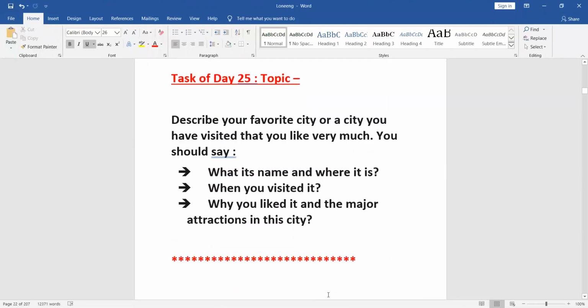Now the last part of the session is task of the day. Today is day 25, and so your topic is describe your favorite city, a city you have visited that you like very much. You should say what is its name, where is it, when you visited it, why do you like it, and the major attractions in the city. Now let us know why you like the city so much. What are the places you would like to visit? What are the places you have visited? Do you still have certain areas that you haven't visited for some reason? Would you like to visit them any sooner?